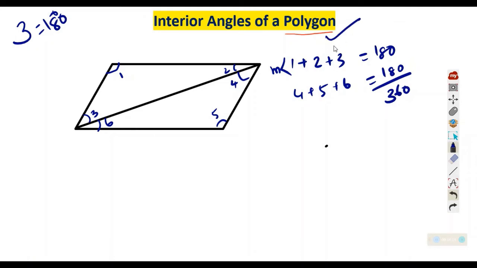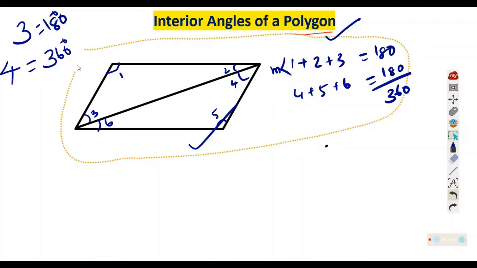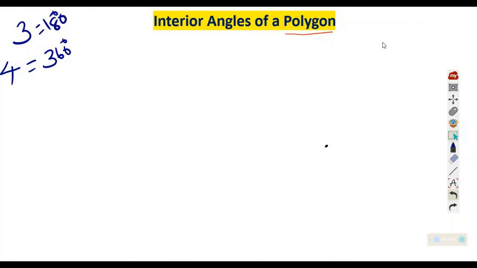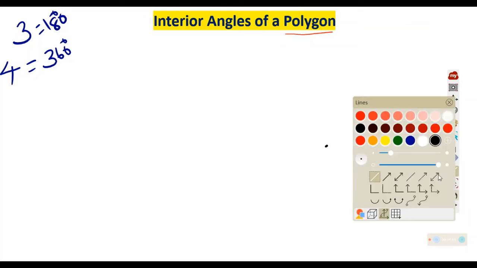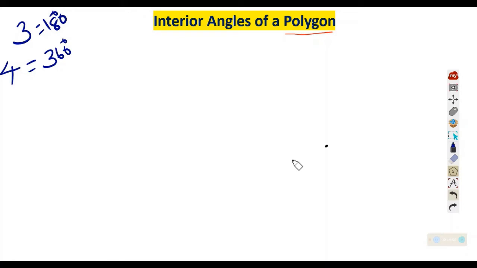What is the polygon here? The polygon is a quadrilateral, four-sided, and we got 360 degrees. Okay, so there is some learning in that. We learned something. Three-sided 180, four-sided 360. Okay, so in that case, we will go for a five-sided figure. Yes, here is a five-sided figure.